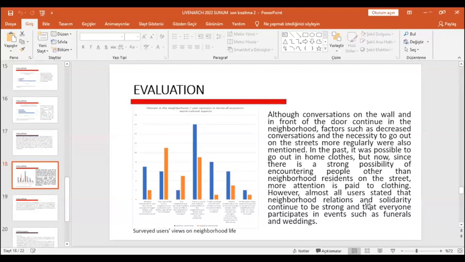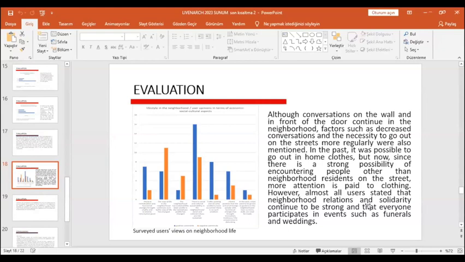And the survey users' views on the neighborhood life. Positive comments are shown in blue, negative comments are shown in orange. Although conversation on the wall and in front of the door continues in the neighborhood, factors such as decreased conversation and the necessity to go out on the streets more regularly were also mentioned.